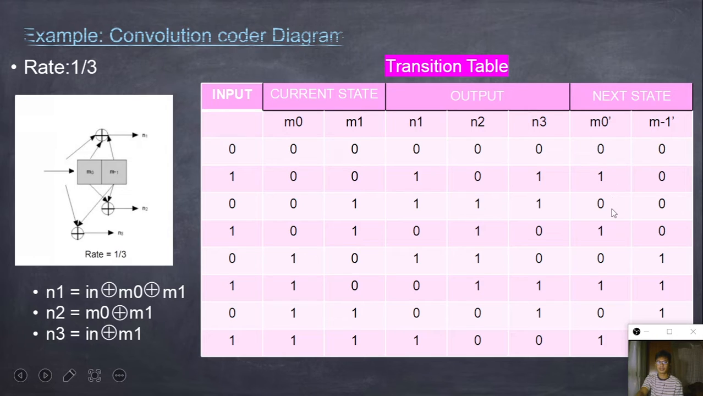And the next state is 0, 0. We shift the register: transfer the value of input to M0 and transfer the value of M0 to M1, which results in 0, 0. So the same procedure applies to the remaining sections of the transition table.